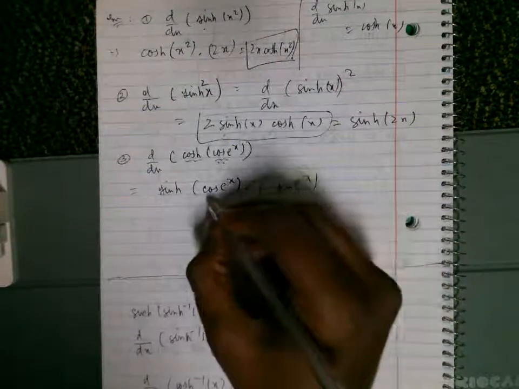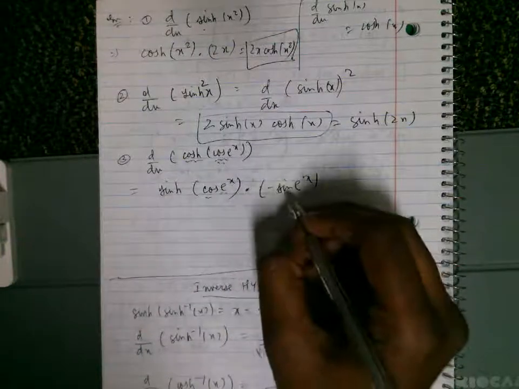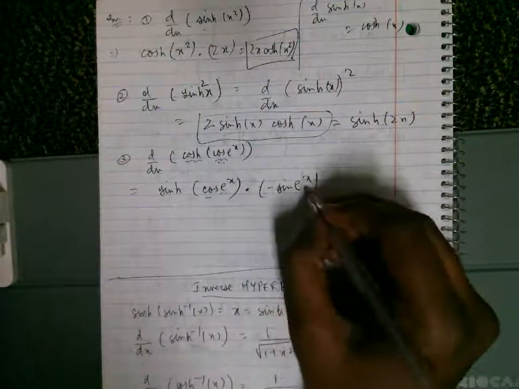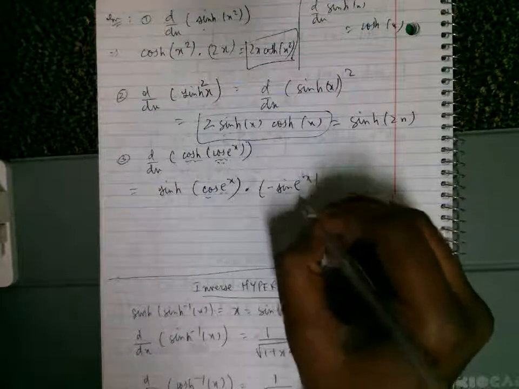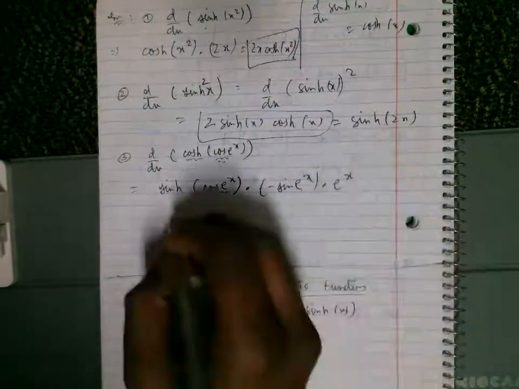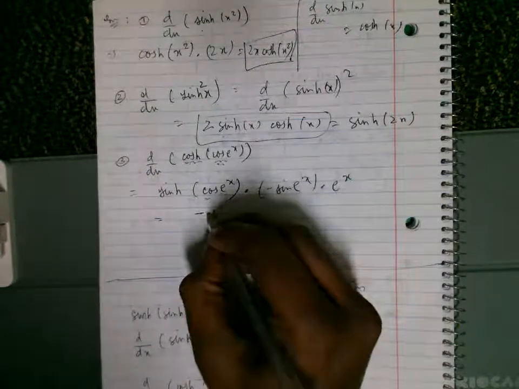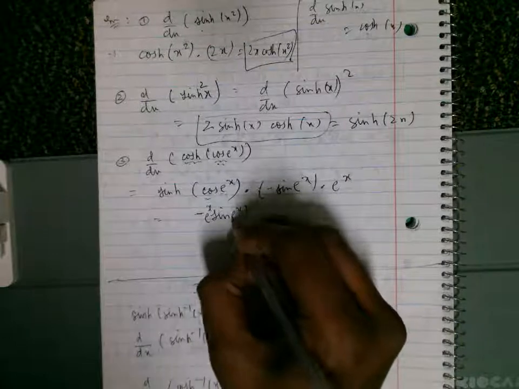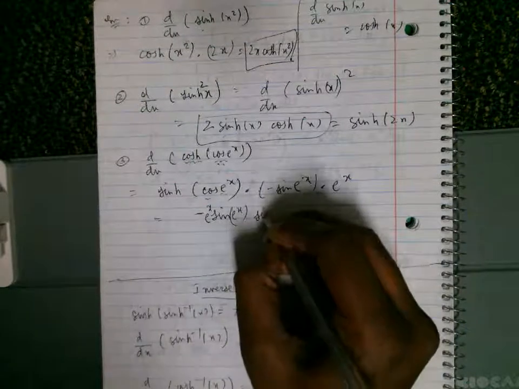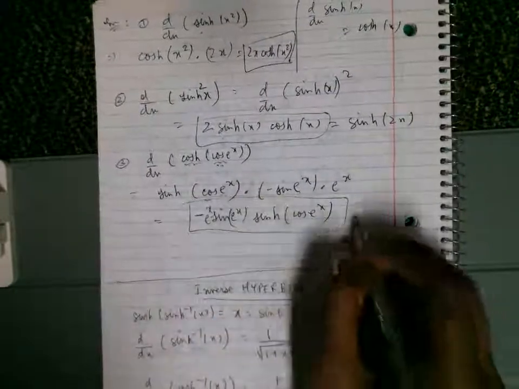So cos of e to the power x becomes minus sin e to the power x. That's because this is the normal trigonometric function, so the differentiation of cos something is minus sin something, and now we have to differentiate this e to the power x. The derivative of e to the power x is equal to e to the power x. So the final answer is minus e to the power x times sine of e to the power x times sinh of cos of e to the power x. So this is our final answer.